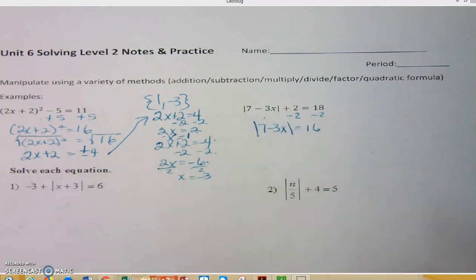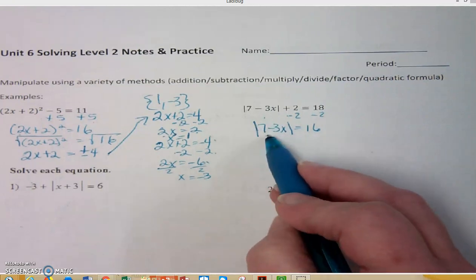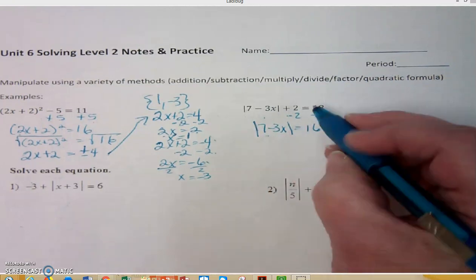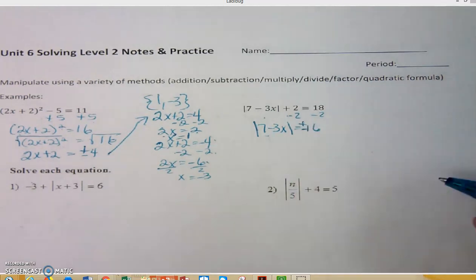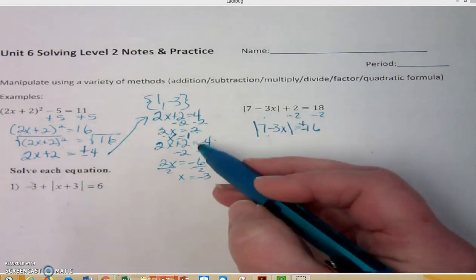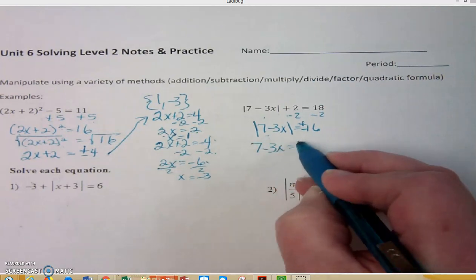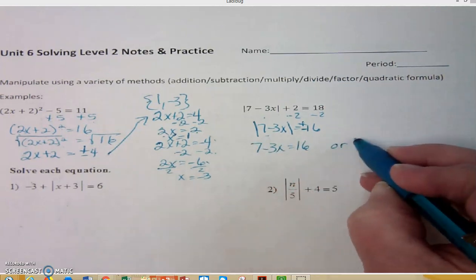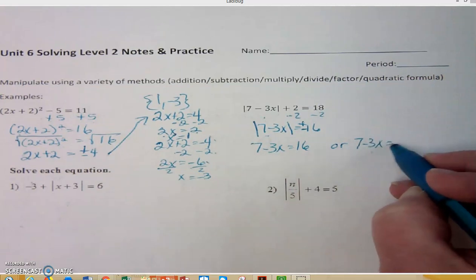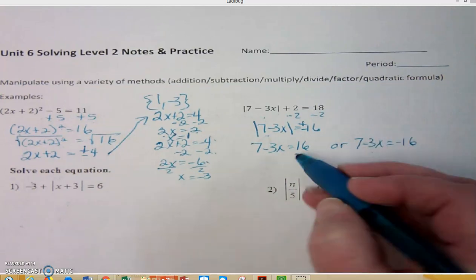I need to have my matching pair of absolute value signs. Now remember that means that whatever's inside my absolute value, it can equal positive or negative. So let's just go ahead and put plus or minus 16 here. And then just like here, I have my two situations. I have 7 minus 3x equals a positive 16, or 7 minus 3x could also equal a negative 16.